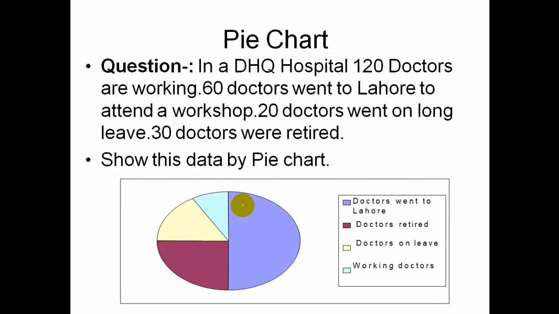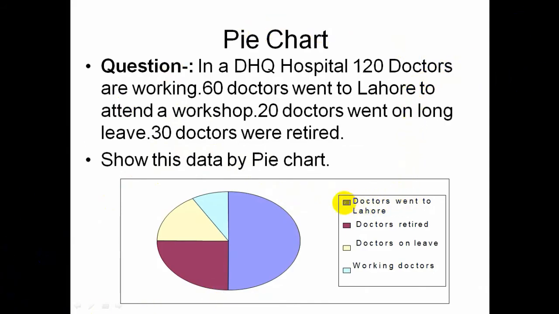Now a question for the pie chart. In DHQ hospital, 120 doctors are working, 60 doctors went to Lahore to attend a workshop, 20 doctors went on long leave, and 30 doctors were retired. So how to represent these data by a pie chart? First of all, use different colors for different categories.